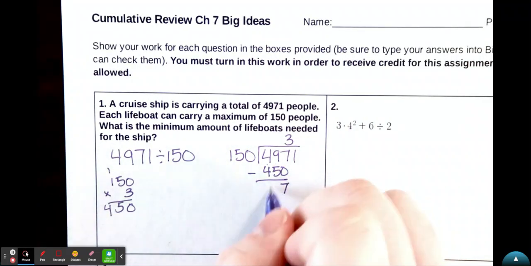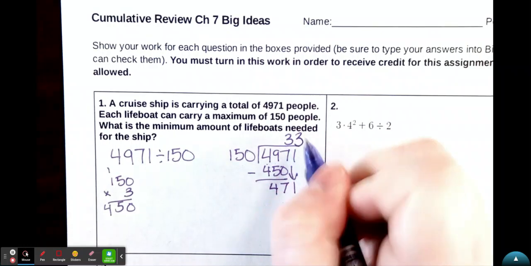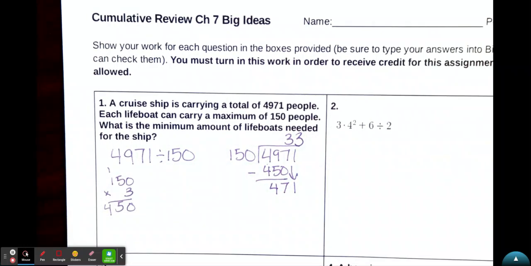Subtract, we get 47. How many times can 150 go into 471? 3 times. And I know I'm going to have some remainder. Yeah, so let's think about the common sense here. With a lifeboat, can you have a fraction of a lifeboat? No, you can only have whole lifeboats. Otherwise, you're doomed, okay? So if we have 33 and some remainder, that means 33 boats, and then we need a little bit more, how many lifeboats do we need? 33. Yeah, because would 33 be enough? No. So we need how many? 34.